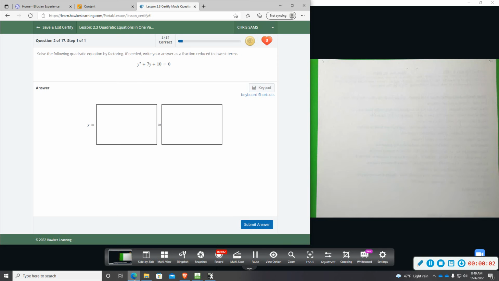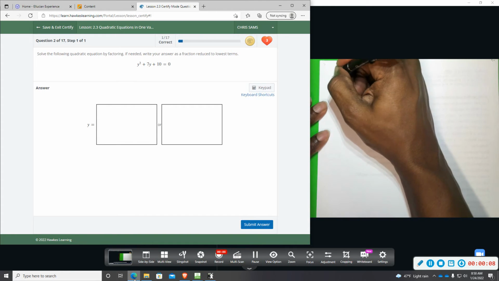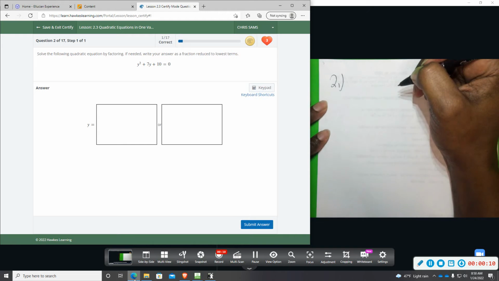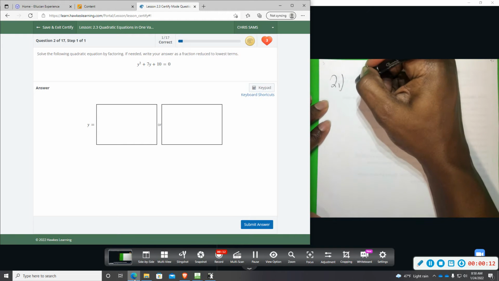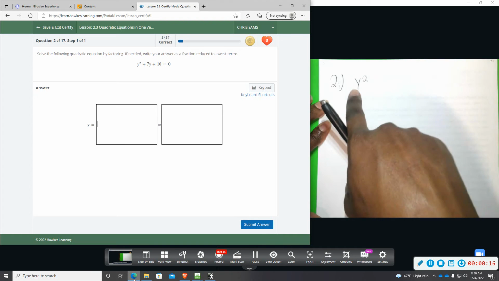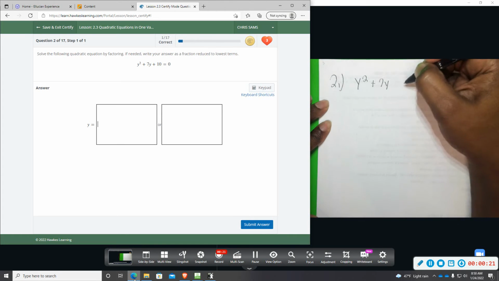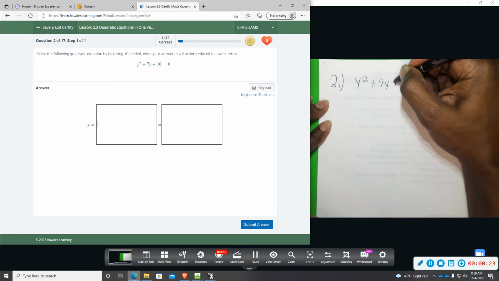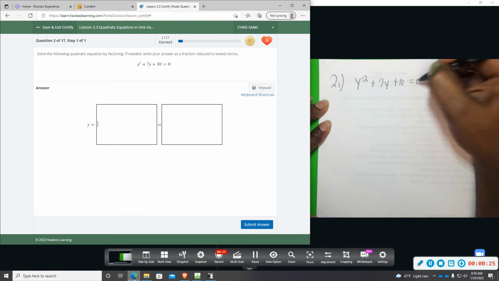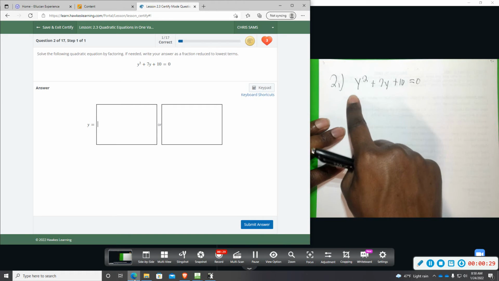Alright, problem number 2, we're going to use the same process and we should be able to get through a little bit faster. One reason, namely, our leading coefficient is a 1. So this time we have y squared, so no number out front, plus 7y, and then plus 10 equals 0. And this one is already set up for us, so that's nice.